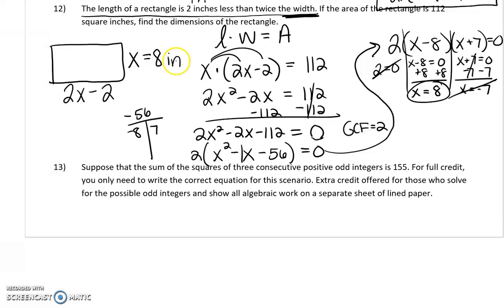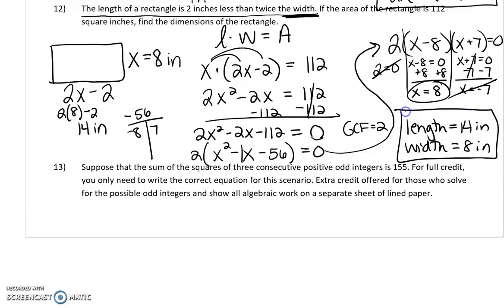8, and inches are our units here, and our length is going to be 2 times 8 minus 2, which is 14 inches. So to make my answer very clear here, I'm going to rewrite that the length in this case is 14 inches and the width in this case is 8 inches.